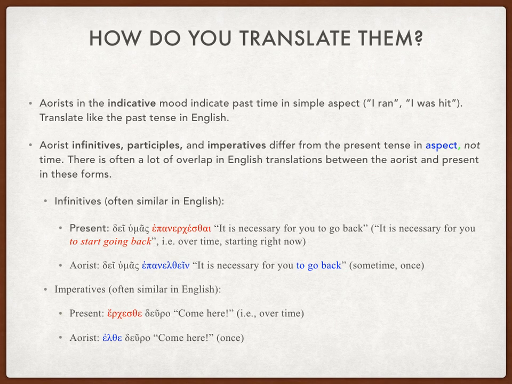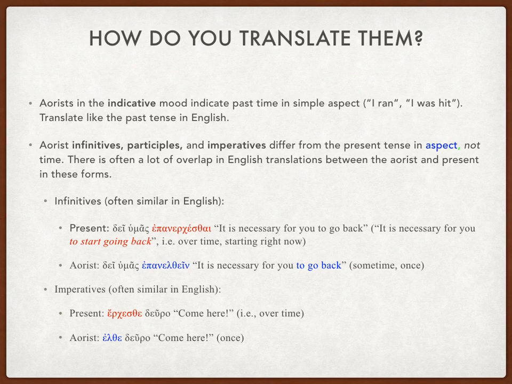So I might instead, if I want to say, hey, you need to go back home and you need to get home quickly, I might use the aorist infinitive to get that completed idea across. Dei humas epon elthein. Get home right now and don't come back, right? I might give it a more completed aspect to it. That's how the aorist is used instead of the present.